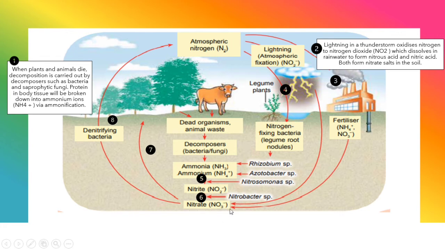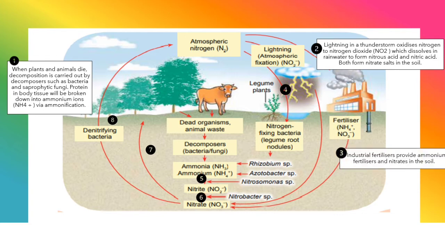Third, industrial fertilizer provides ammonium fertilizer and nitrate in the soil. As you know, fertilizer contains ammonium and nitrates that go into the soil.